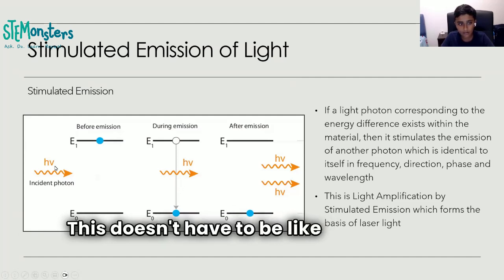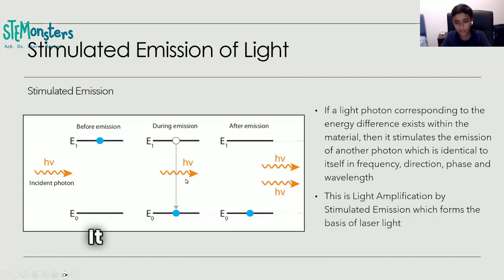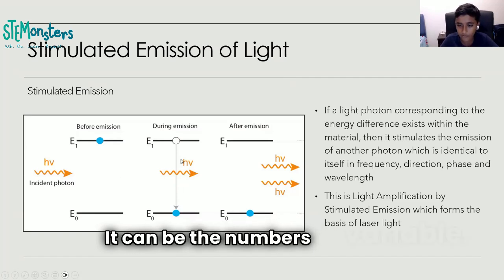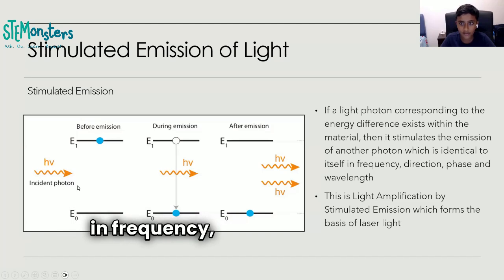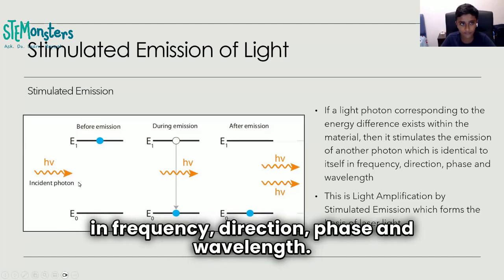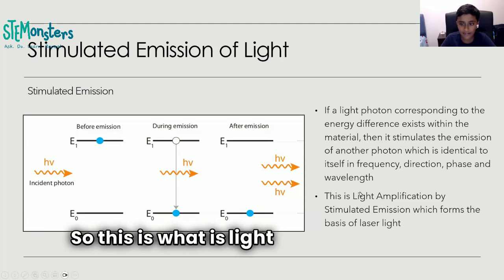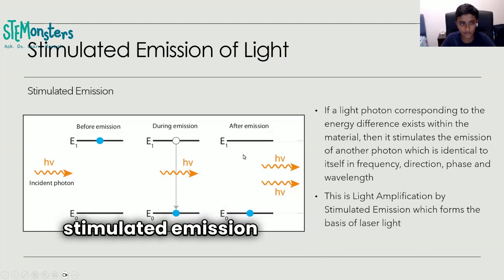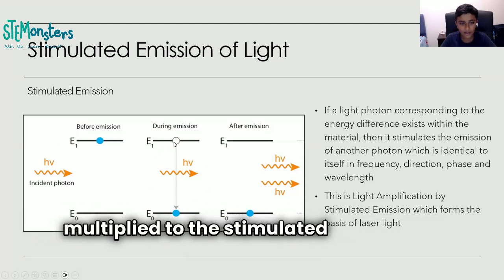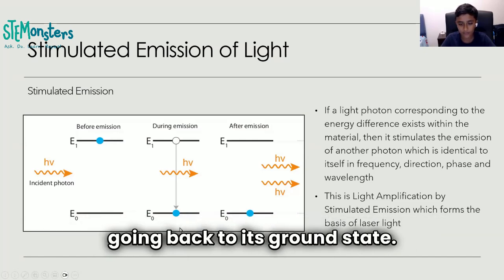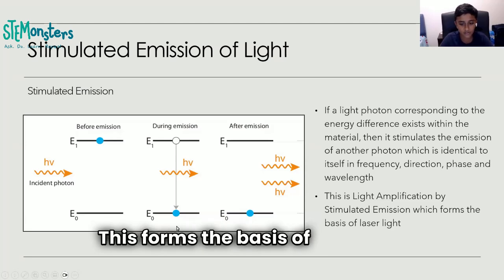This doesn't have to be like one goes in, two come out. It can be the number is variable. However, the photon now produced will be identical to the first one in frequency, direction, phase, and wavelength. So this is what is light amplification by stimulated emission. Light or this photon amplified or multiplied due to the stimulated emission of the electron going back to its ground state. This forms the basis of laser light.